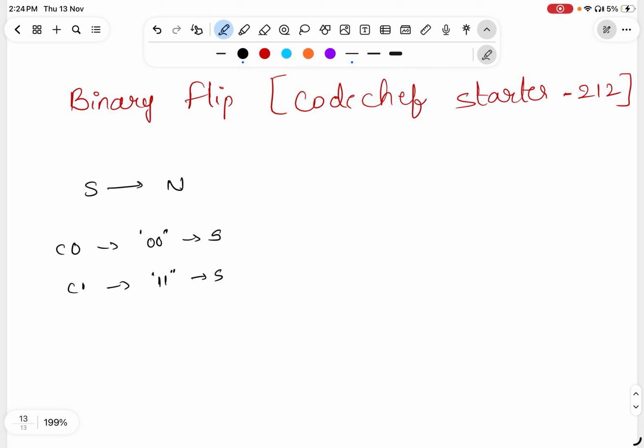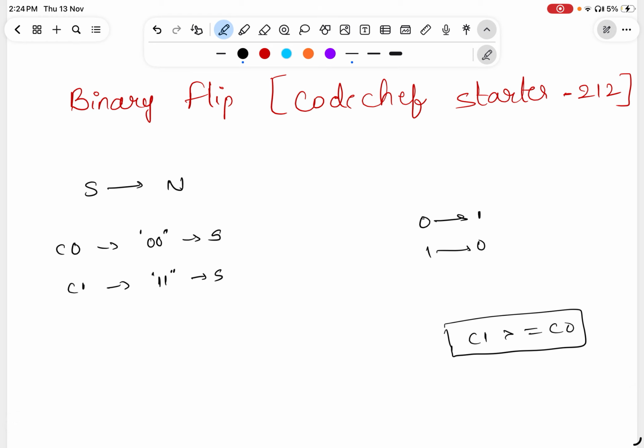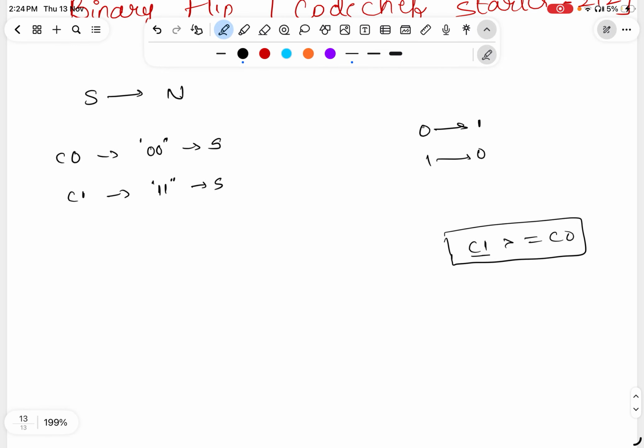Okay, and we need to perform an operation, that is changing 0 to 1 or 1 to 0, and our task is to find the minimum number of flip operations required to make C1 greater than or equal to C0. So by performing the minimum number of operations, we need to make the count of ones greater than or equal to the count of zeros. Let's take one example to understand more about it.